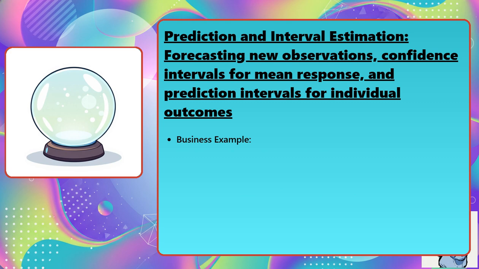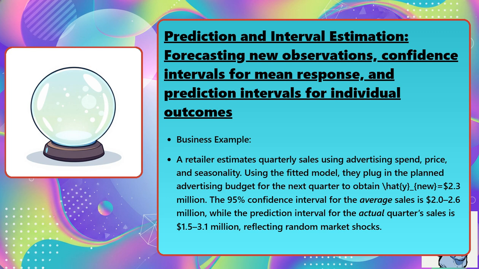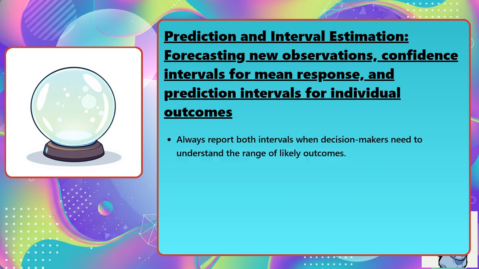Business example. A retailer estimates quarterly sales using advertising spend, price, and seasonality. Using the fitted model, they plug in the planned advertising budget for the next quarter to obtain y hat sub new equals $2.3 million. The 95% confidence interval for the average sales is $2.0 to $2.6 million, while the prediction interval for the actual quarter's sales is $1.5 to $3.1 million, reflecting random market shocks. Exam tip. Always report both intervals when decision makers need to understand the range of likely outcomes.